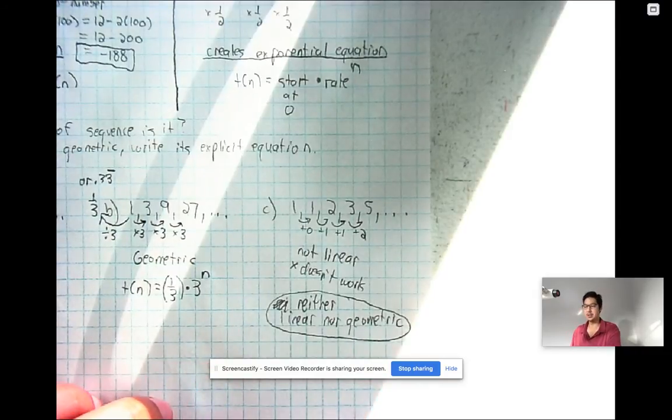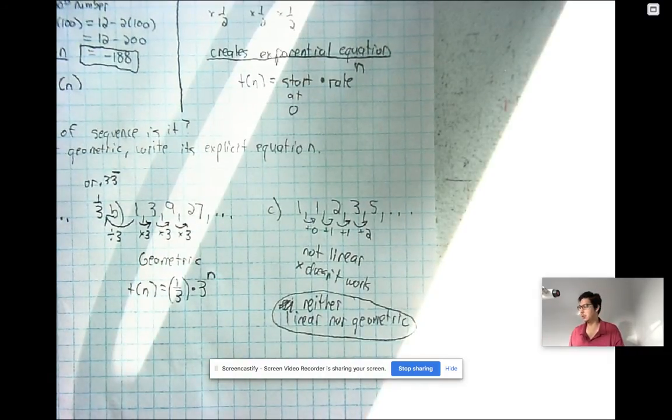Okay. So there it is. Talk about sequences, a few new words for you. Hopefully that makes sense to you, and it kind of combines what we've been doing with exponential and linear.